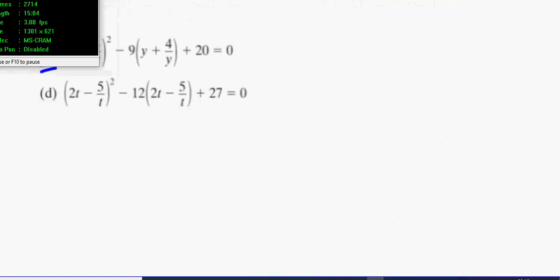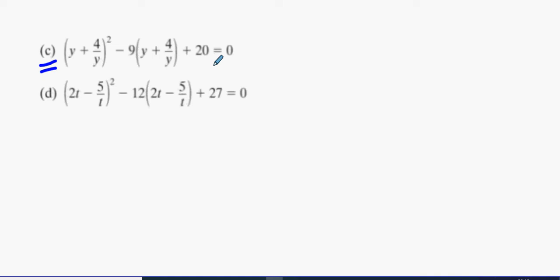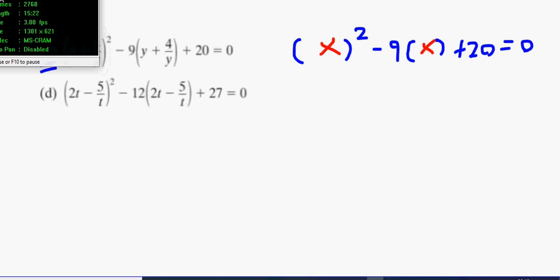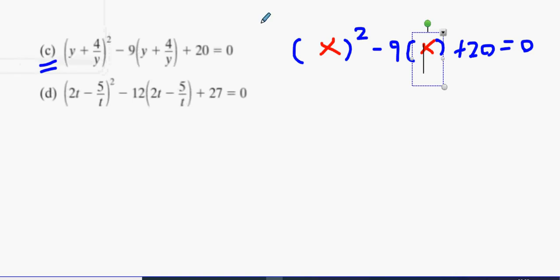Now, I'll start this off, right? The only hint I'm going to give you for C is it's blank squared minus 9 times blank plus 20 equals 0. You can always say that that's x squared minus 9x plus 20. That's the only hint I'm going to give you for part C. Alright.